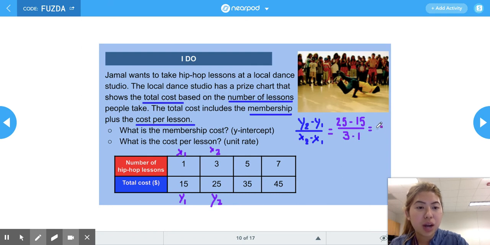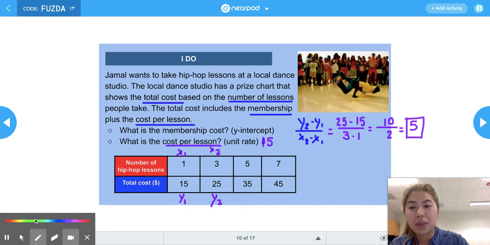And then from here, I'm going to subtract. 25 minus 15 is 10. 3 minus 1 is 2. 10 divided by 2 is 5. So that means that my slope is 5. And in this case, the slope is the cost per lesson. So it costs $5 per lesson.